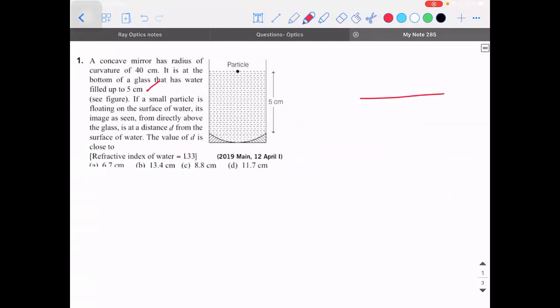Sir, lateral shift வந்து 1 minus 1 by mu into T தானே sir? T for thickness. T is the thickness of the glass slab. Okay, sir.